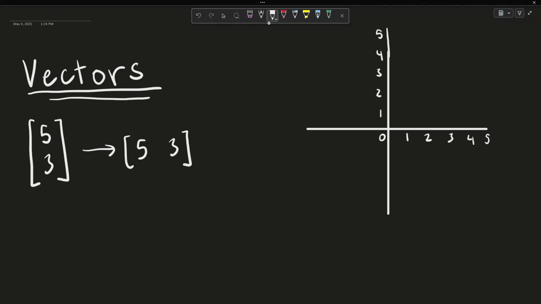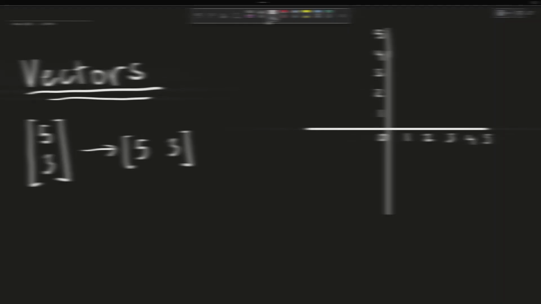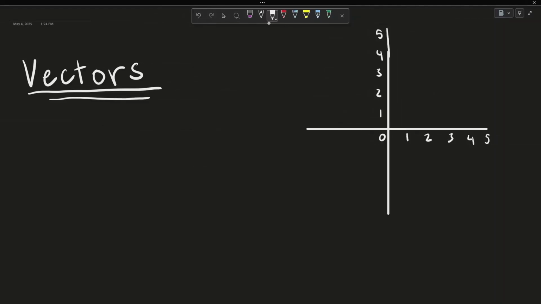But just know if you ever see it written like this, you can still represent it in 2 dimensions if you treat, again, the first entry as the x, second entry as the y, or in 3 dimensions, you'd have the third entry as the z. Next, we'll be talking about vector magnitude.